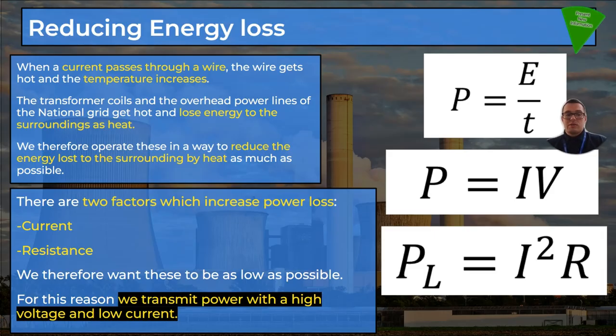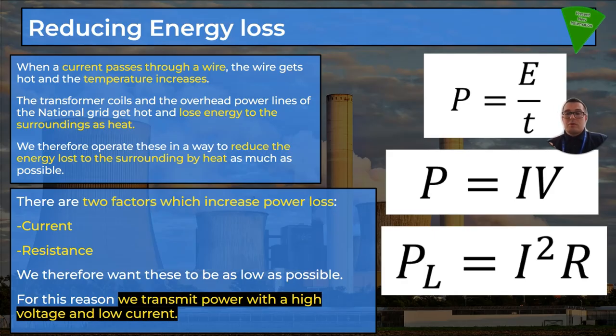So to summarise the key ideas we've talked about in this masterclass, when current passes through a wire, that causes a temperature increase. That temperature increase causes energy to be lost to the surroundings. That is bad. Remember, we talked about the power loss equation earlier, the I squared R equation. That equation contains the two factors that are going to lead to power loss and energy loss, which is current, which is doubly bad because it's squared, and resistance.